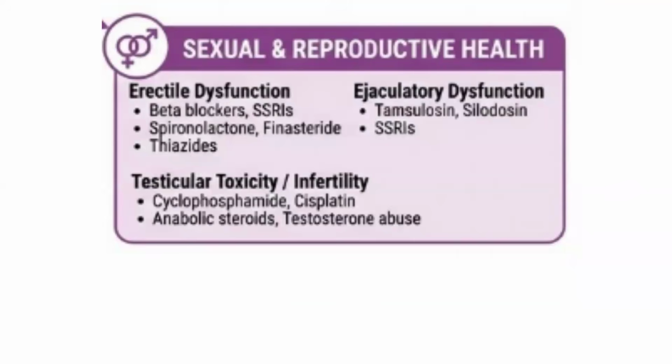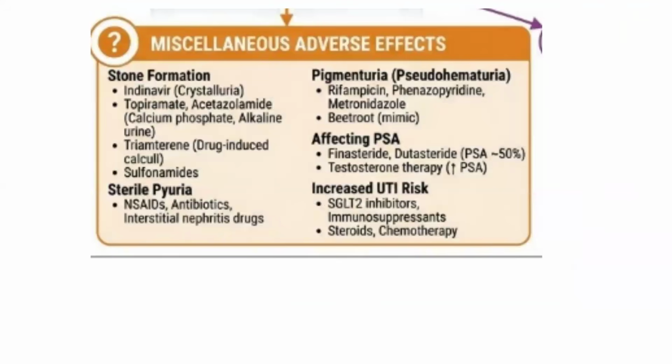Sexual and reproductive health are affected by the following drugs. Erectile dysfunction can be caused by beta blockers, SSRIs, spironolactone, finasteride, and thiazides. Ejaculatory dysfunction can be caused by tamsulosin, silodosin, and SSRIs. Testicular toxicity or infertility can be caused by chemotherapy agents, cyclophosphamide, cisplatin, anabolic steroids, and testosterone abuse. Other significant adverse effects include stone formation by indinavir, topiramate, acetazolamide, triamterene, and sulfonamides.